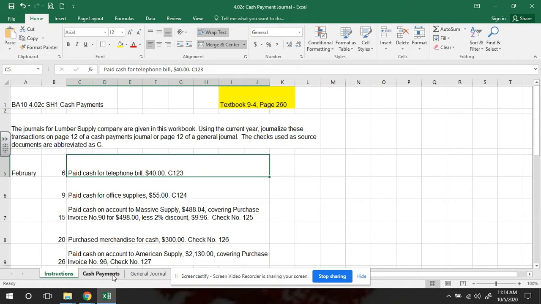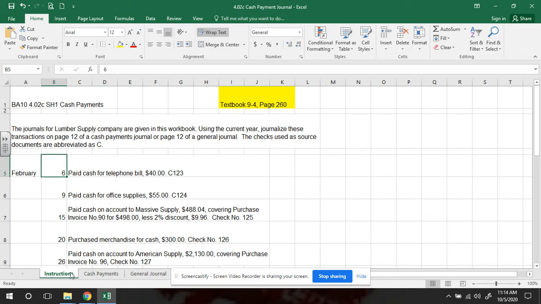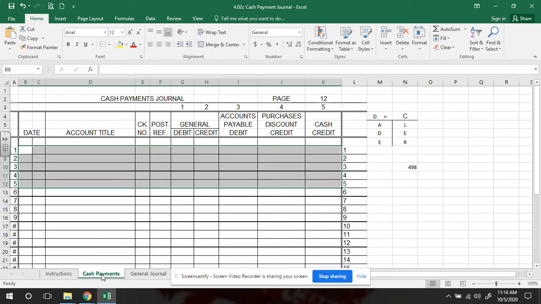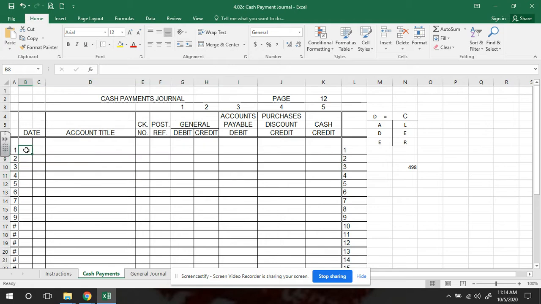Some companies have the cash payments journal because it keeps everything concise in one place of what you have paid out. Some people just use the general journal because you can post everything and anything in the general journal. So our first transaction is February 6th. I'm going to go over to my cash payments journal, and I'm going to fill in my date, February 6th.